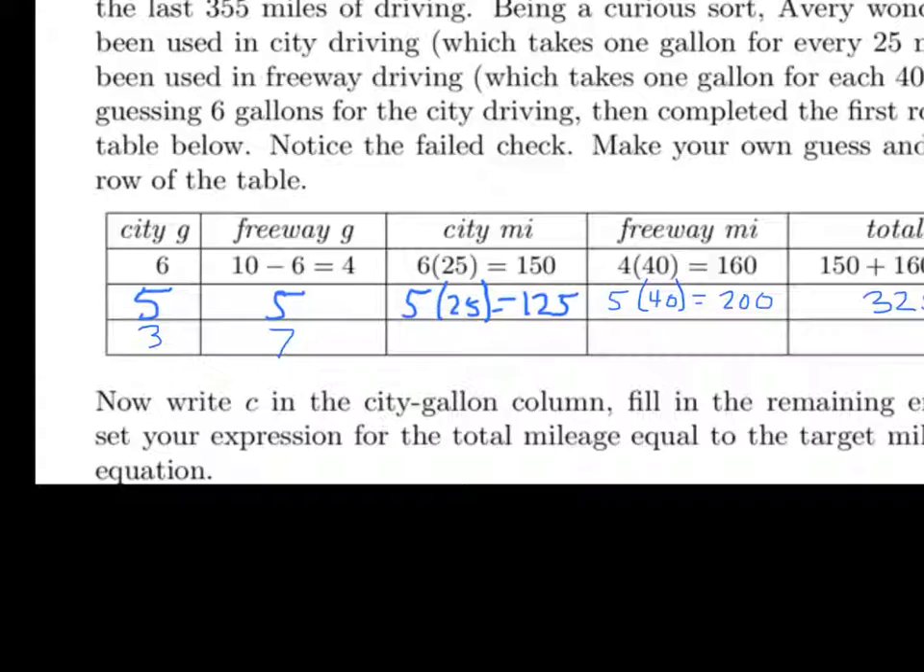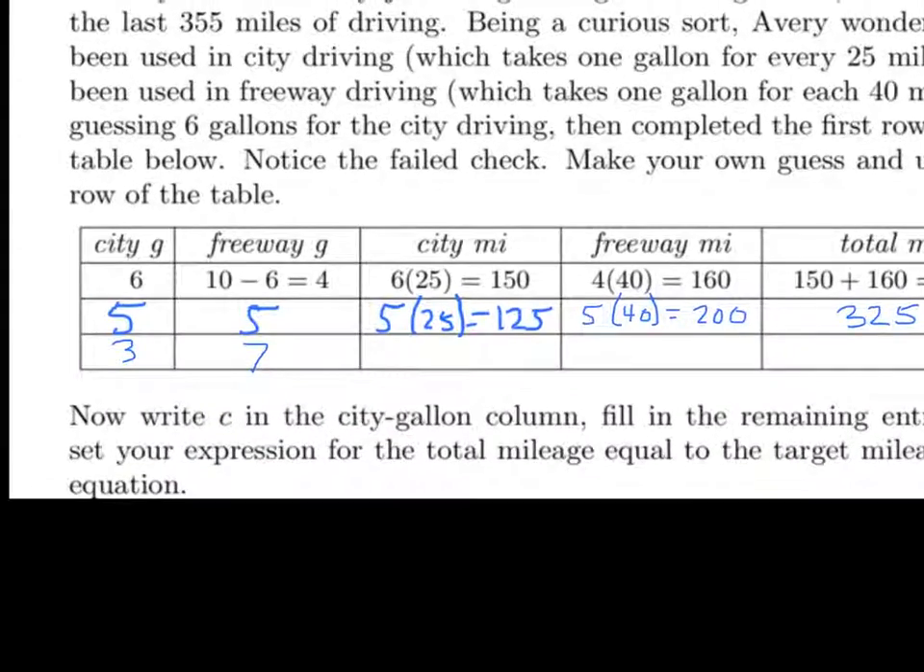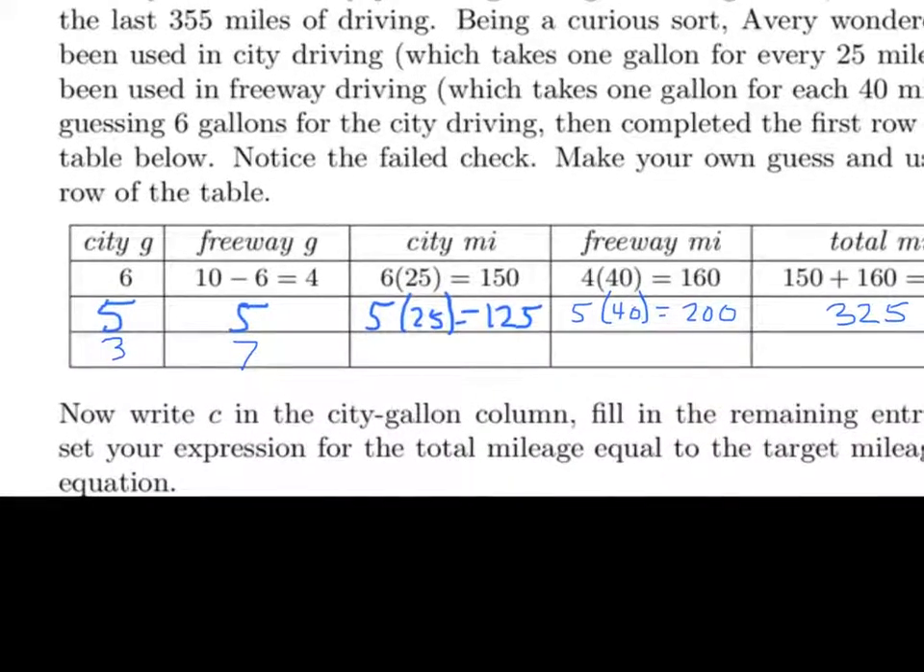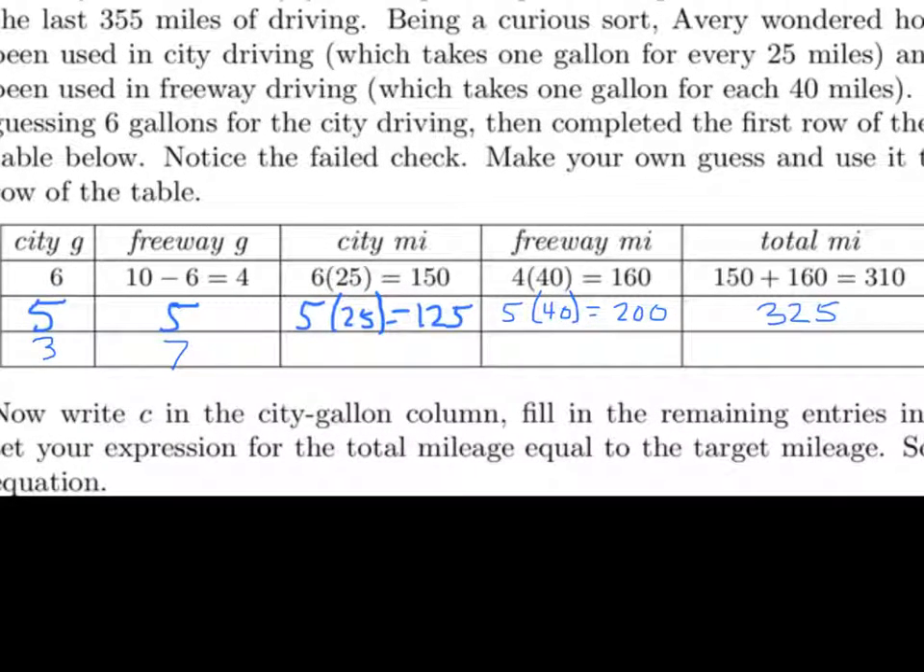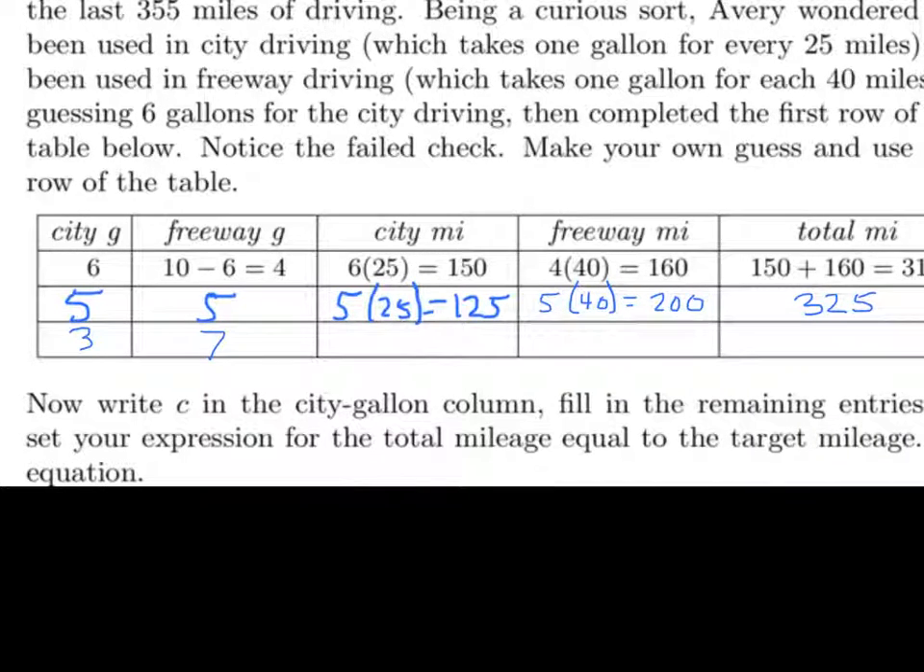Okay, so I see that in this first one. And I'm sure if you did more guesses, you probably might have seen that every time you decrease this by 1, your total miles goes up by 15 right here. Yeah. So that means this one should work, right?